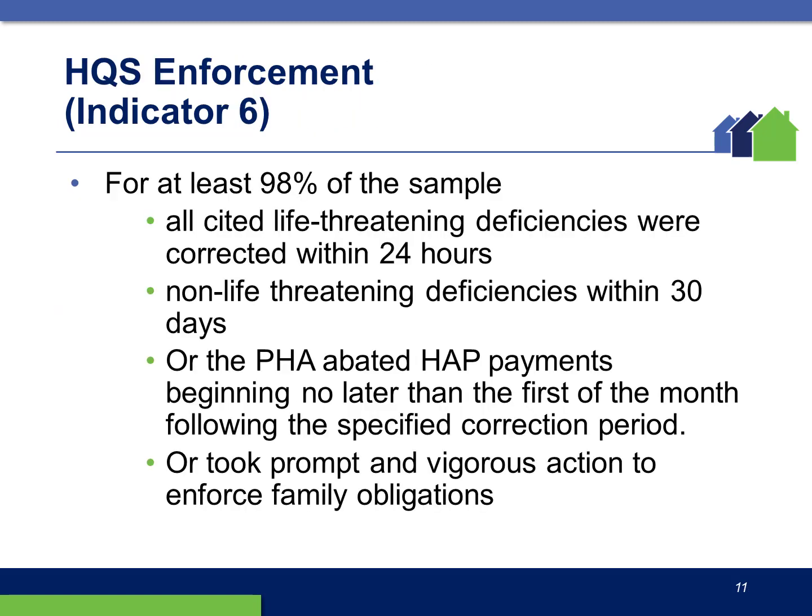To measure HQS enforcement for SEMAP, the PHA should be looking to make sure that for at least 98% of the sample, all cited life-threatening deficiencies were corrected within 24 hours, non-life-threatening deficiencies were corrected within 30 days, or the PHA abated HAP payments beginning no later than the first of the month following the specified correction period, or took prompt and vigorous action to enforce family obligations.